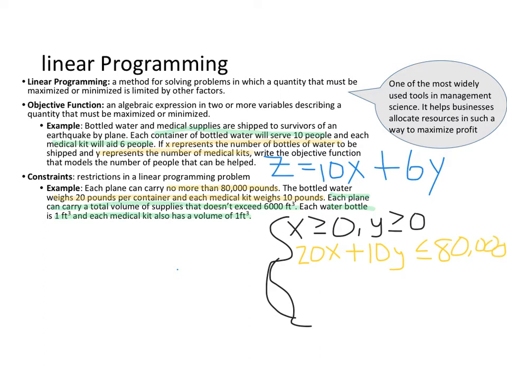Okay. For our volume equation, it says each bottle of water is 1 cubic foot, so that would be 1x, and each medical kit also has a volume of 1 cubic foot, that would be plus 1y. And together it cannot exceed 6,000 cubic feet, meaning we cannot go over 6,000 cubic feet. So again, we'll use less than or equal to 6,000.